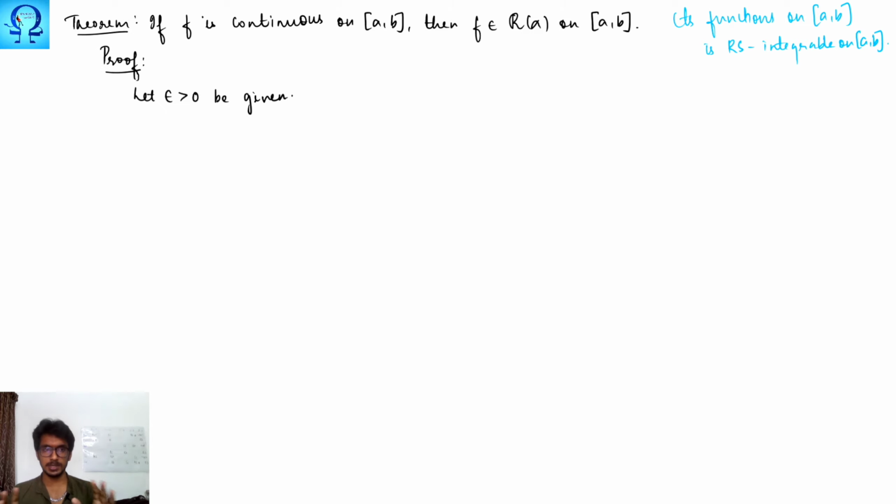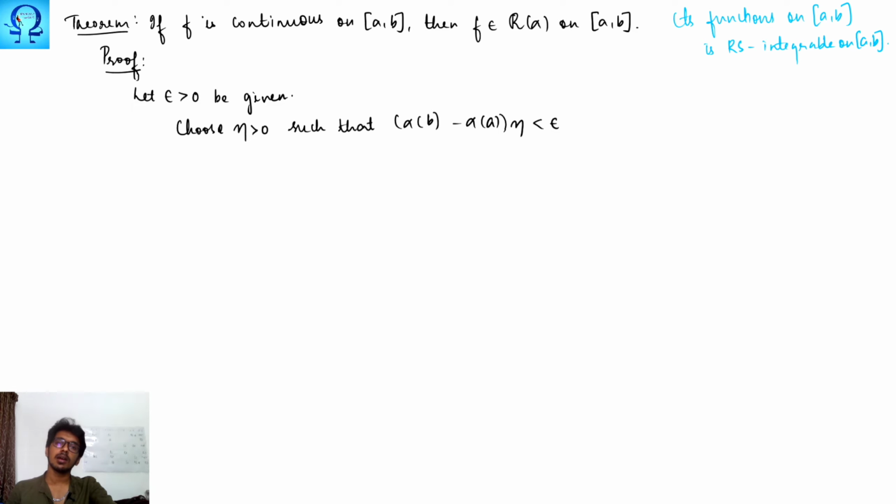Initially, let us take epsilon as some given positive quantity, and we'll have to choose some eta in a way that alpha of b minus alpha of a multiplied with this eta is less than epsilon. We are choosing eta in this way, right? In simpler notation, we have to choose eta less than epsilon upon alpha of b minus alpha of a, and this eta is a positive quantity. How do we get this guarantee? Epsilon is a positive quantity.